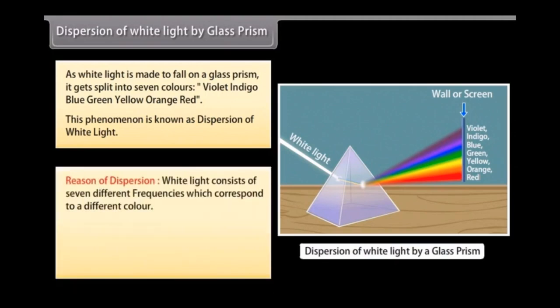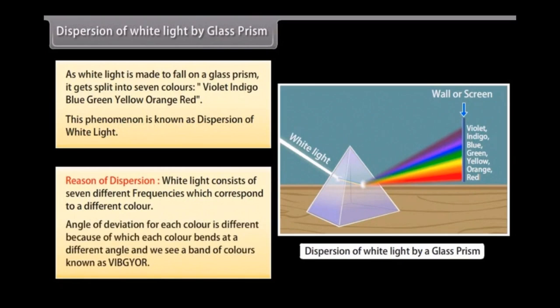Reason of dispersion. White light consists of 7 different frequencies which correspond to different colors. The angle of deviation for each color is different, because of which each color bends at a different angle, and we see a band of colors known as the spectrum.